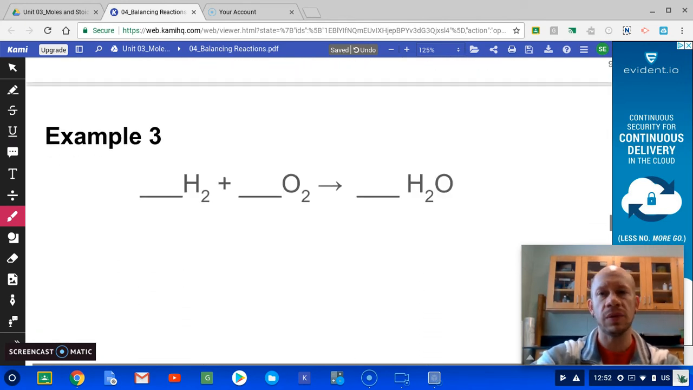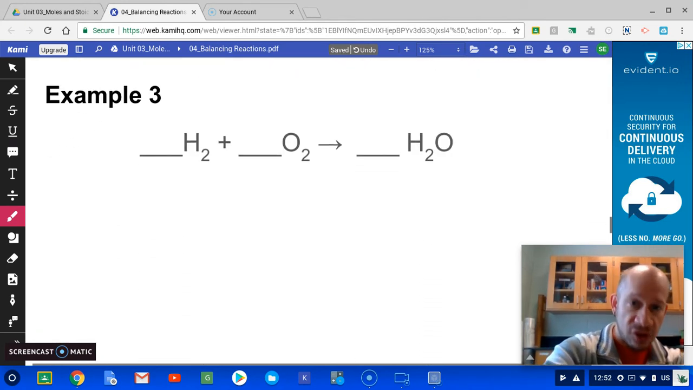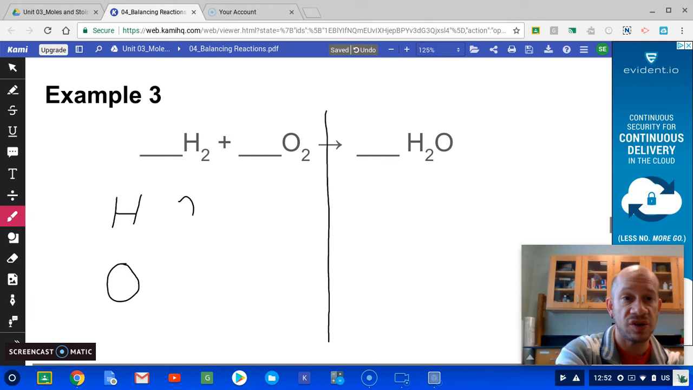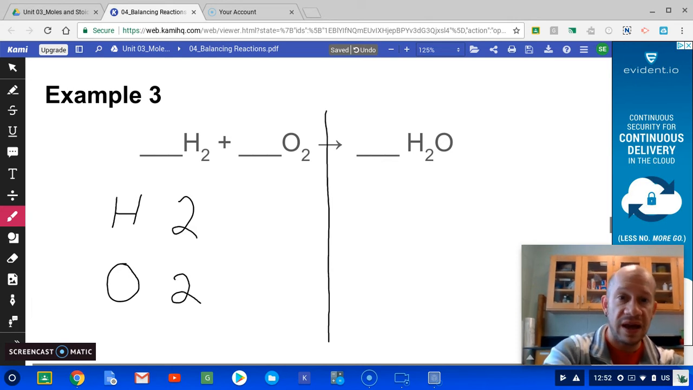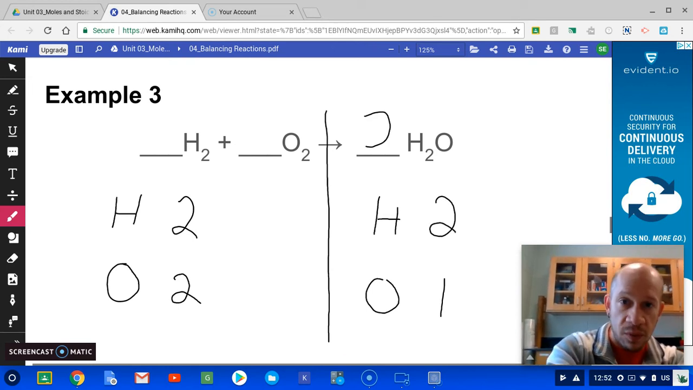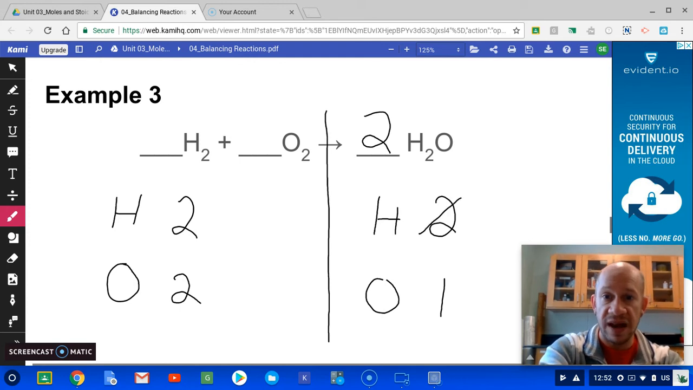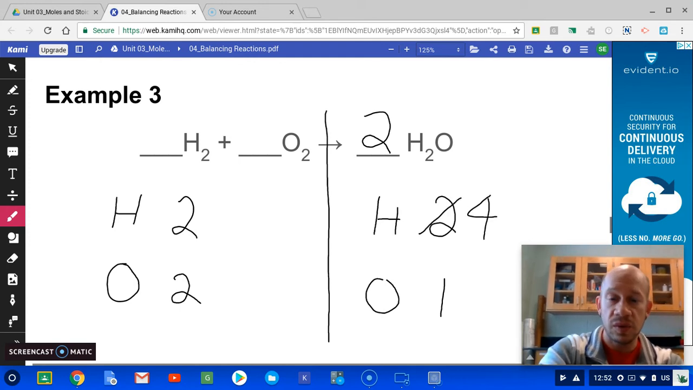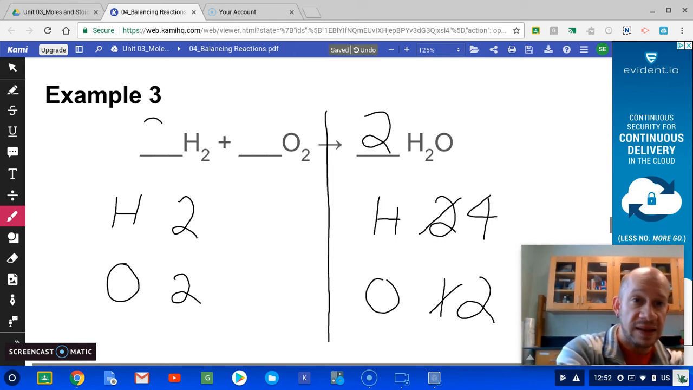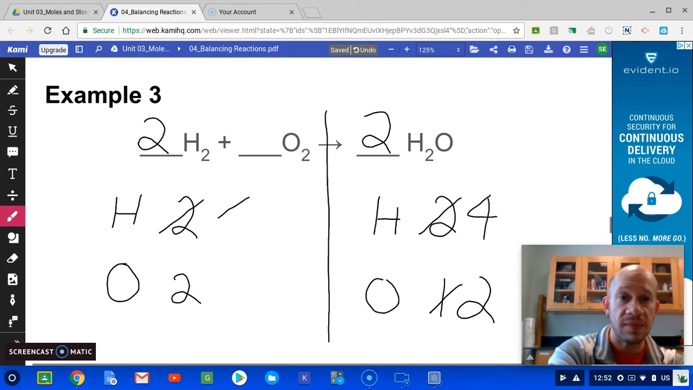Let's try one more. I like to draw a line. Before my arrow, I've got hydrogen, oxygen, 2 of each. After my arrow, I've got hydrogen, oxygen. I've got 2 hydrogens and 1 oxygen. So if I put a 2 in front of my water, so 2 times 2, I have to update everything. 2 times 1 is 2. Now my hydrogens are no longer balanced, but that can easily be fixed by putting a 2 in front of the hydrogen and making this 4.